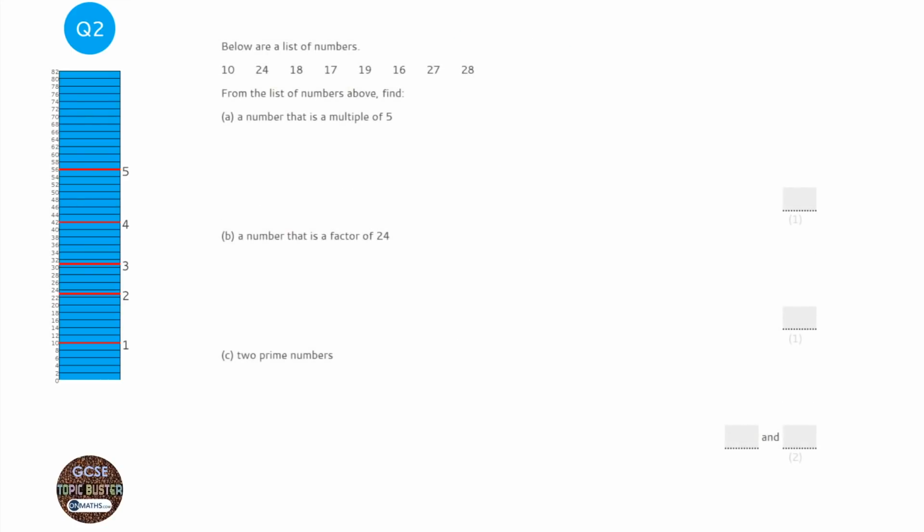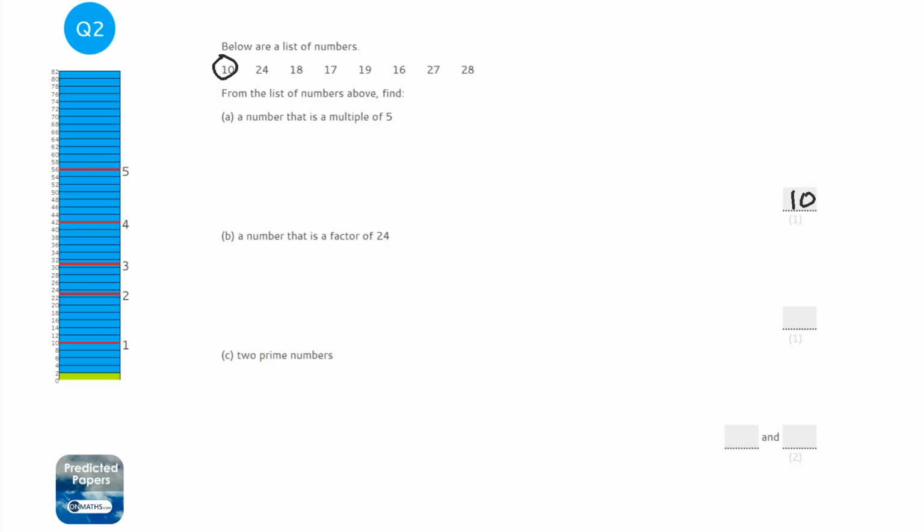For this question, we need to understand the difference between multiples and factors. Multiples are just a number's times table. So the multiples of 5 will be 5, 10, 15, 20, etc. Now every number in the 5 times table ends in 0 or 5. So looking at the list of numbers we've got here, there's only one that ends in a 5 or a 0, which is 10. So 10 is a multiple of 5.